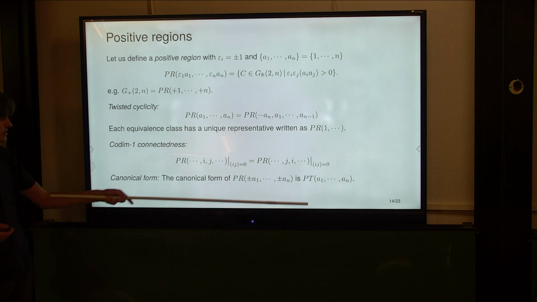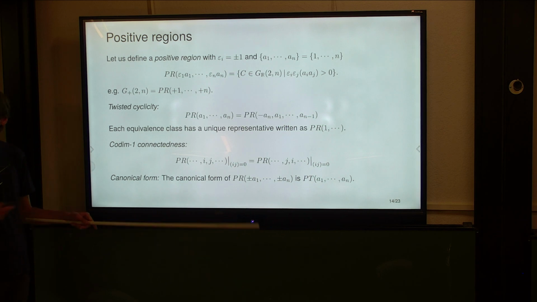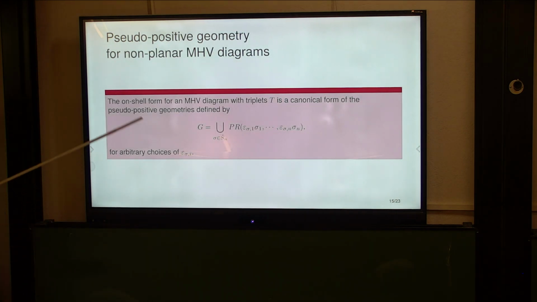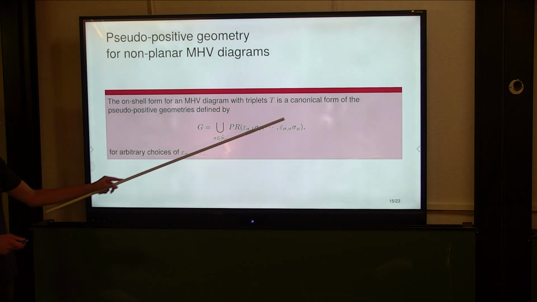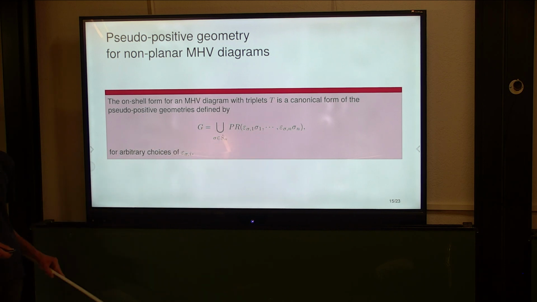So there's tons of options for each Parke-Taylor factor. We can choose whatever signs we want, but we want to try to make the best choice. So the on-shell form for an MHV diagram with some triplets is a canonical form for pseudo-positive geometries defined by these triangulations, where we've made some choice about what the signs of each of these simplices are.